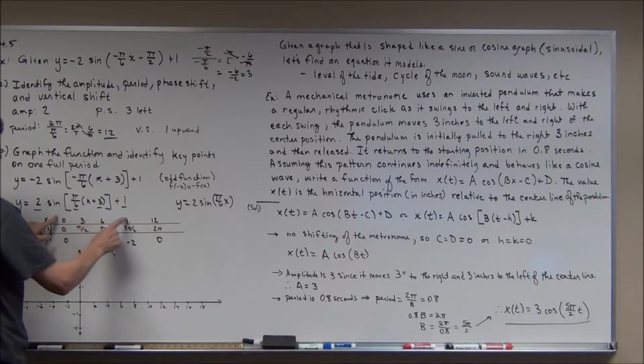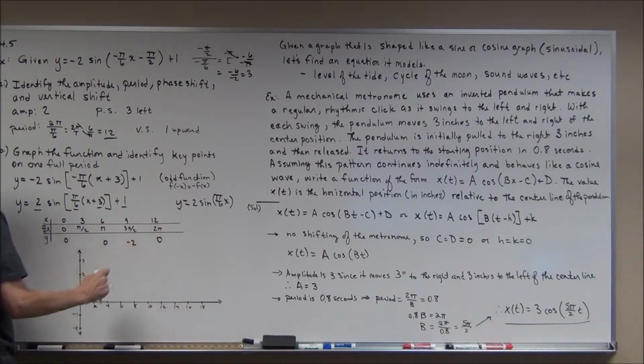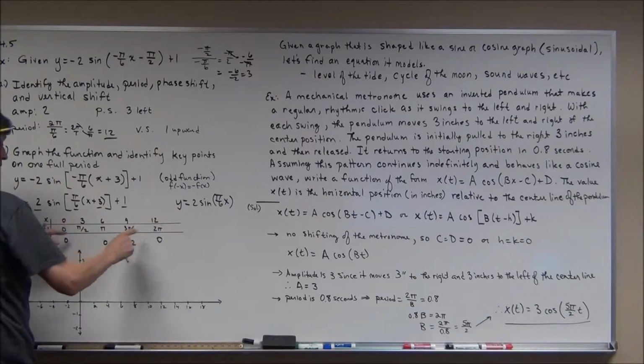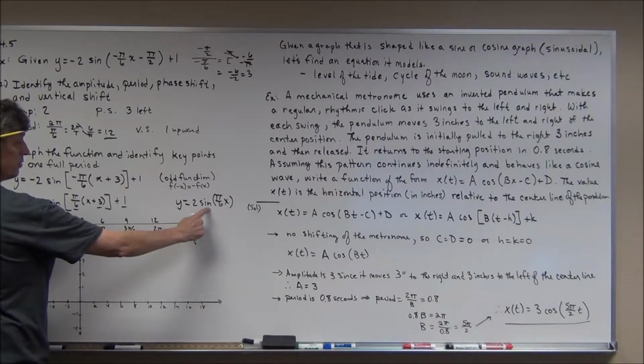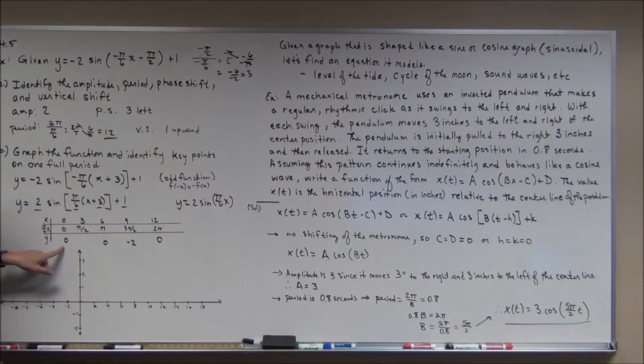So 0, 3, 6, 9, 12, that is going to be one complete and full period. So I plug these values in. Let's say I plug 0 in. Pi over 6 times 0 is 0. The sine of 0 is 0, times 2 is 0. You can see the y value right here.